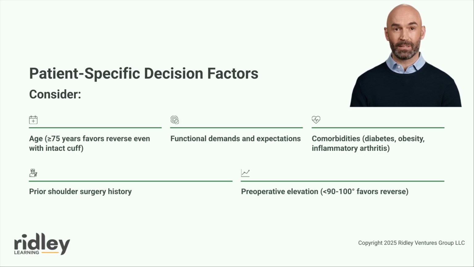Comorbidities including diabetes, obesity, inflammatory arthritis, and prior shoulder surgery increase the risk of complications and may influence implant selection. While these conditions do not represent absolute contraindications to either procedure, they necessitate careful preoperative counseling and individualized rehabilitation planning. Functional demands and patient expectations must also be incorporated into surgical decision-making, with anatomic arthroplasty favored for younger patients seeking maximal function and reverse arthroplasty appropriate for older, lower-demand individuals prioritizing pain relief and basic overhead function.